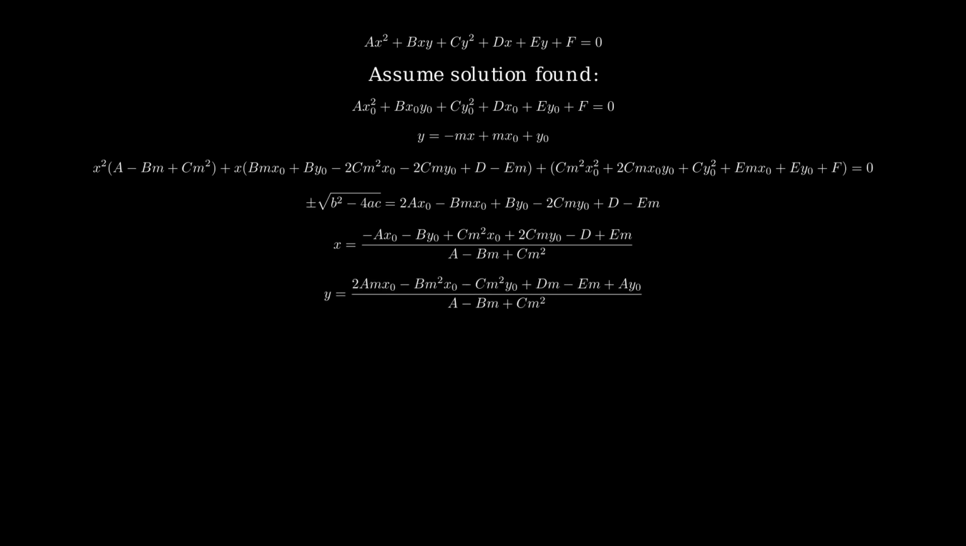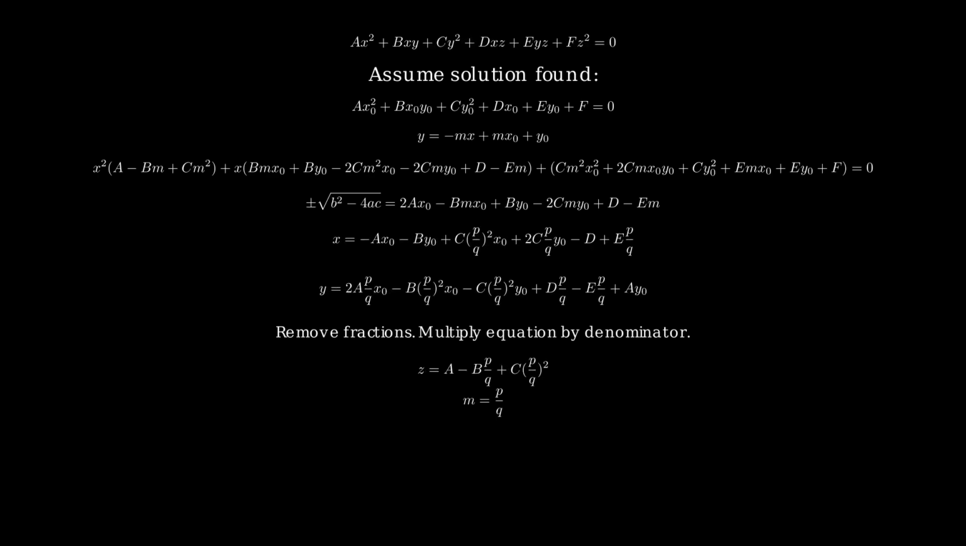Remember, we want integer-only solutions, so this is how we do it. I will multiply the entire equation by the denominator squared, which I'm calling z. And remember that the slope m is rational, so I can set that to p over q. So notice that multiplying almost works. Look at the very top equation now.